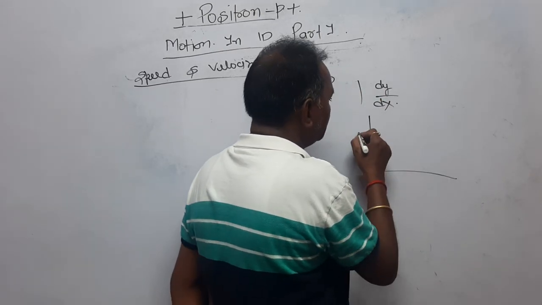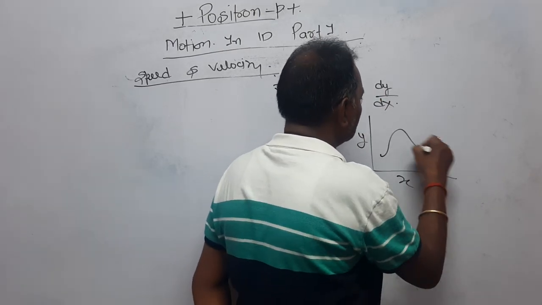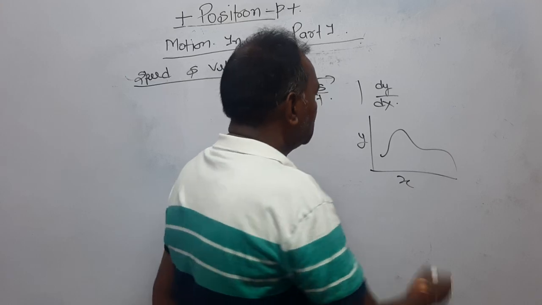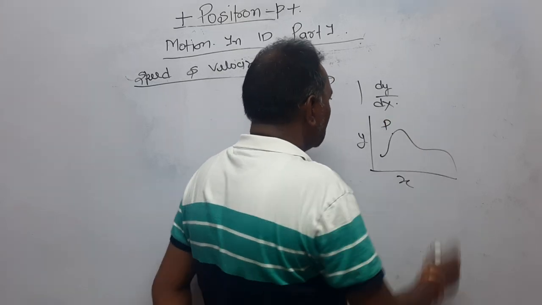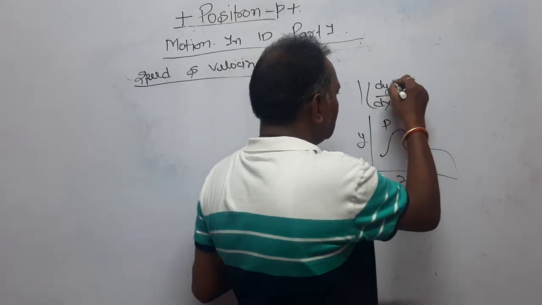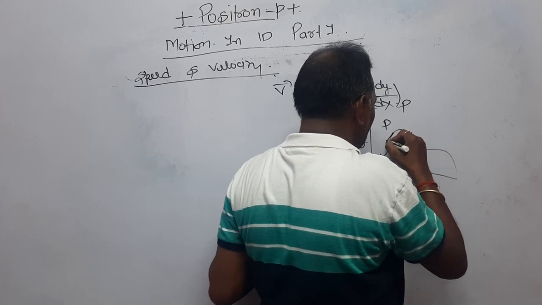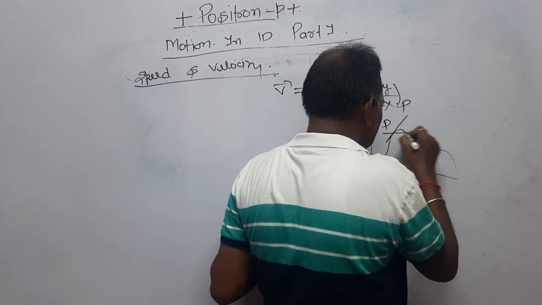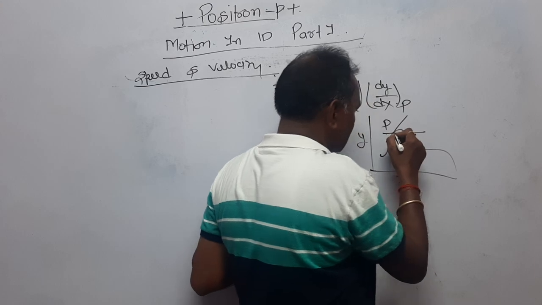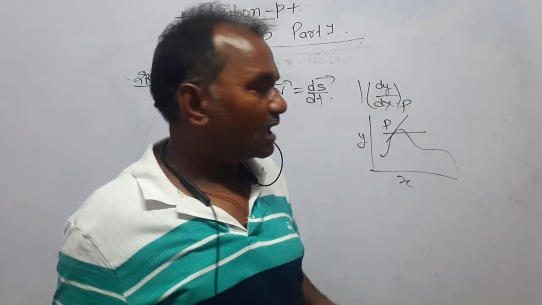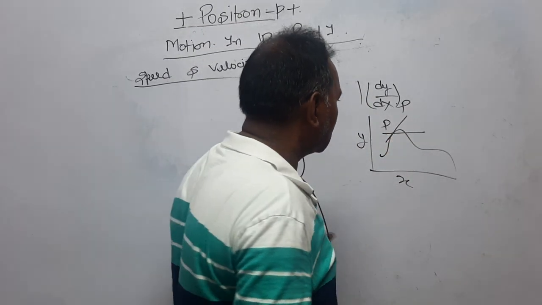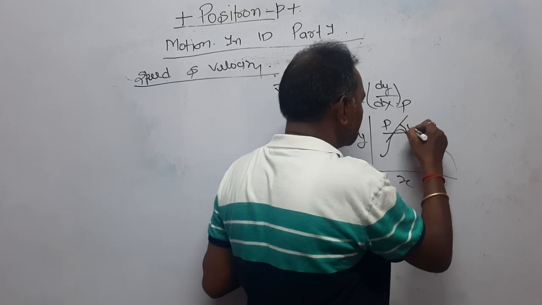If it is a graph between y and x, and the graph is like so, here is a point P. Then what is the value of dy upon dx at point P? That is the slope of the tangent. Draw the tangent here, and crossing the point P, I have made a line parallel to the x-axis. Let this angle be theta.